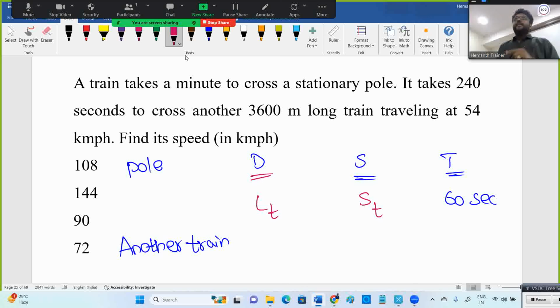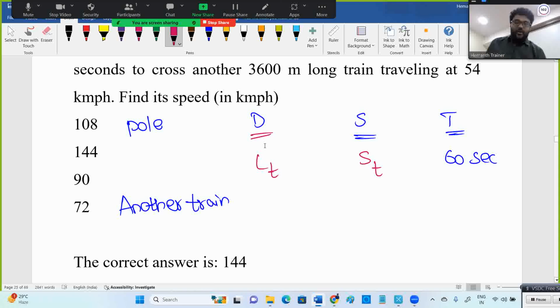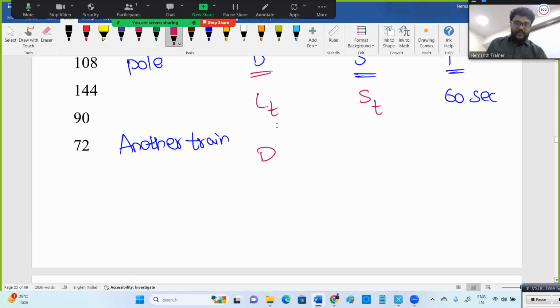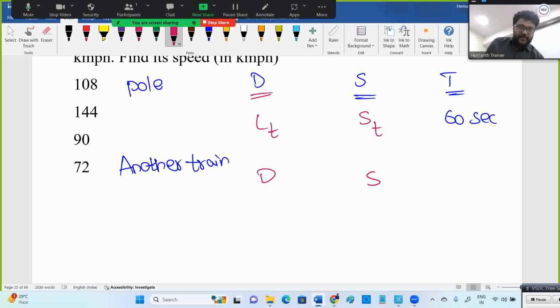Now the same train is crossing another train. Now what is the distance? This answer may be wrong, because they didn't give opposite or same direction. We'll try both and it depends on conditions. What is the distance? What is the speed? What is the time taken? So the speed can be S_T plus or minus 54. Why plus or minus 54? Opposite or same. 54 is the speed they have given already, in kilometers per hour.